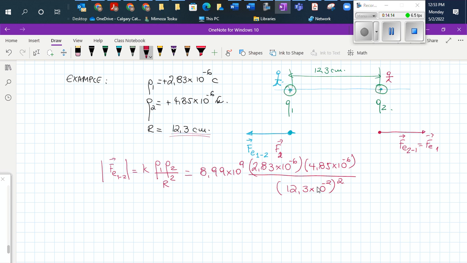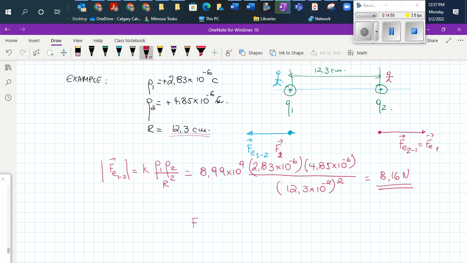Notice another thing here, that we do not worry about identifying the nature of the charges. So we take just the magnitude of charge 1 and the magnitude of charge 2, and we don't worry about whether it is positively charged or negatively charged. After you enter this in your calculator, you will find that the magnitude of the electrostatic force that charge 1 is experiencing as a result of charge 2 will be 8.16 newtons.